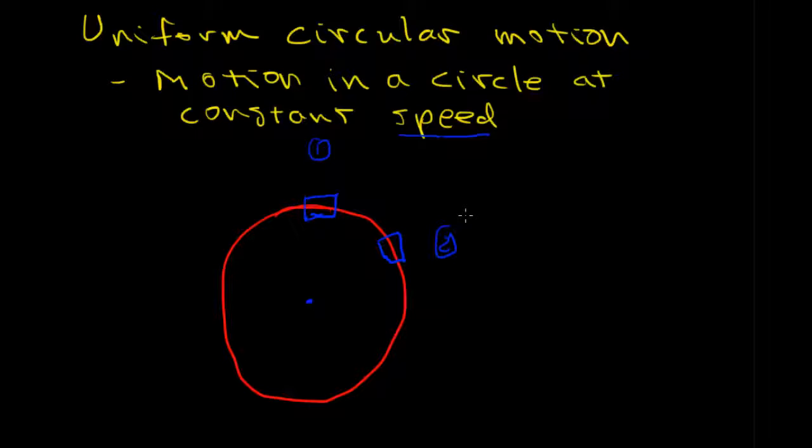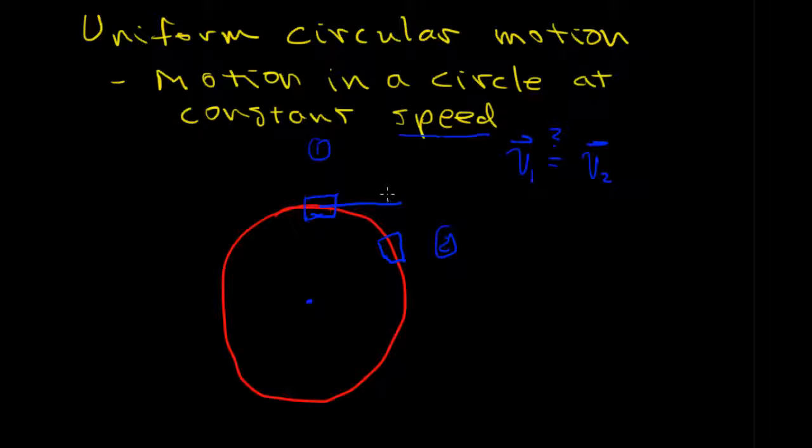2, then can I say v1 is equal to v2? In other words, is the velocity at this position equal to the velocity at that position, given that the speed is constant? You can pause this and think about that for a minute, but I'm going to go ahead and tell you the answer.